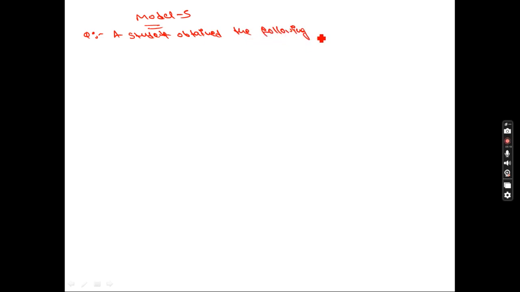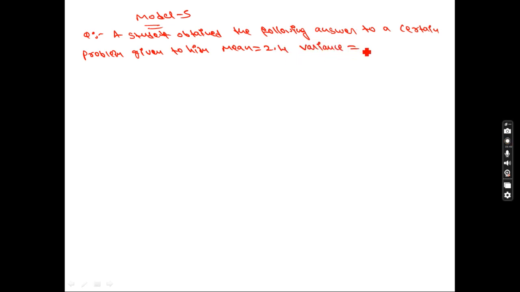So I'm copying this question. The answer to a certain problem given to him: mean is equal to 2.4, and variance is given as 3.2. So for a, this is a question, I'm just copying the question.